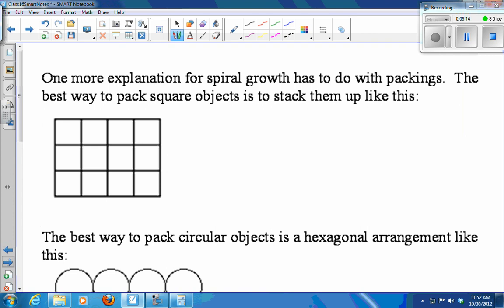So the video we just watched had an explanation for the spiral growth that we see in nature. And I'm just going to go back to that and see if I can illuminate it a little more.